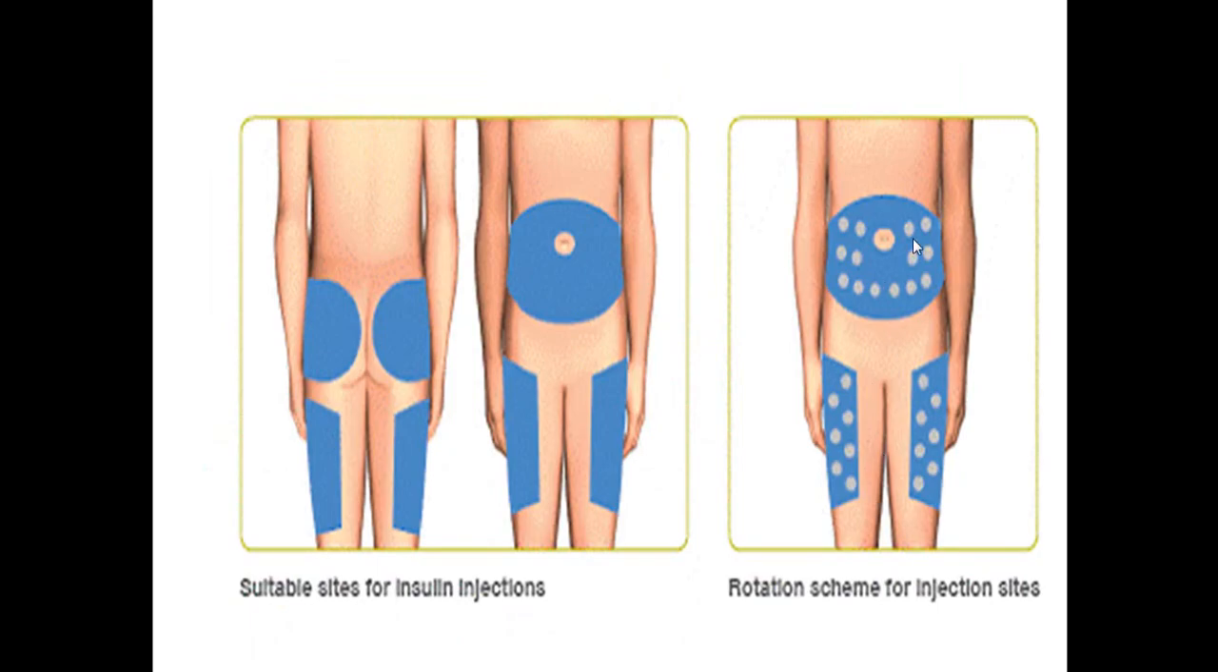And we have to change the site, although it is in the abdomen, we have to change the site to prevent the appearance of lipoatrophy and hypertrophy, in the thigh and in the abdomen.